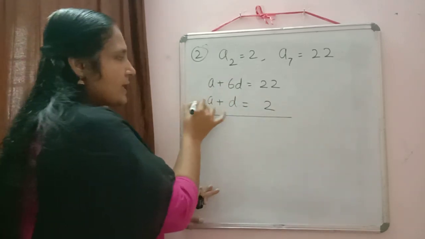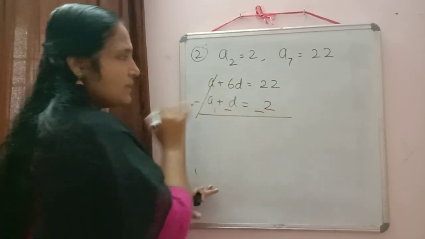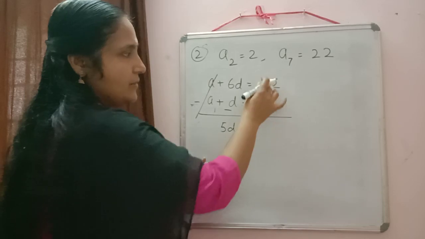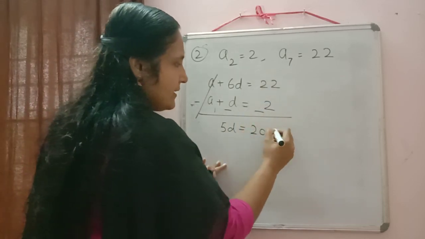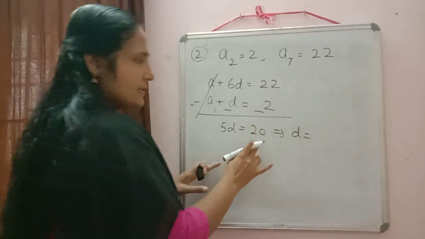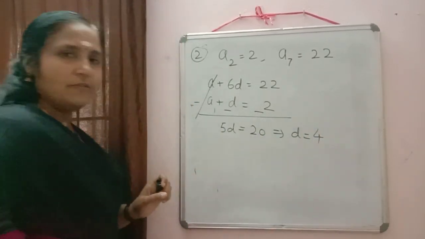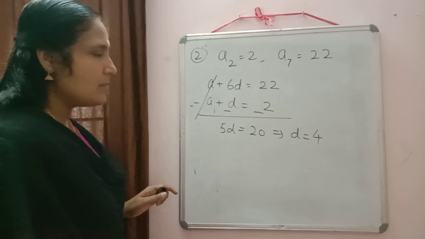So again do the subtraction. It will get cancelled. 6D minus D will be equal to 5D. 22 minus 2, 20. So from here we will get D is equal to 20 divided by 5. So that will be equal to 4. So we got D is equal to 4.